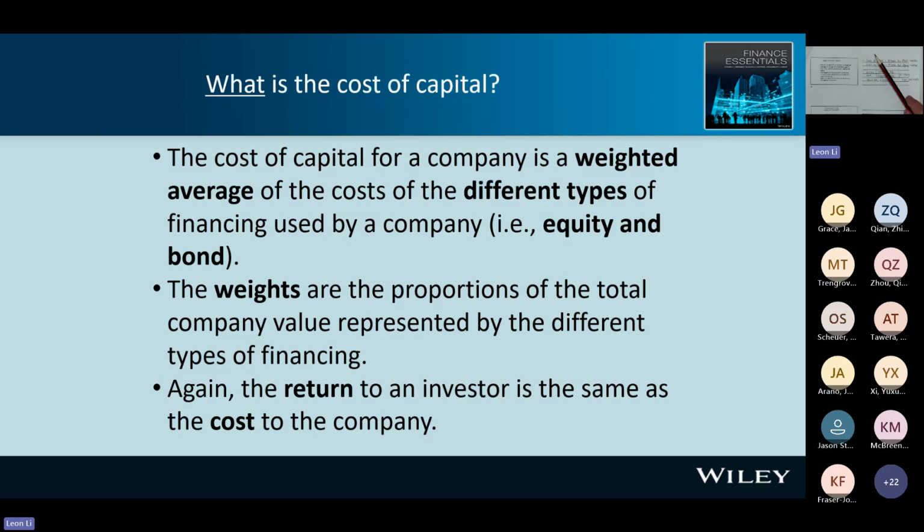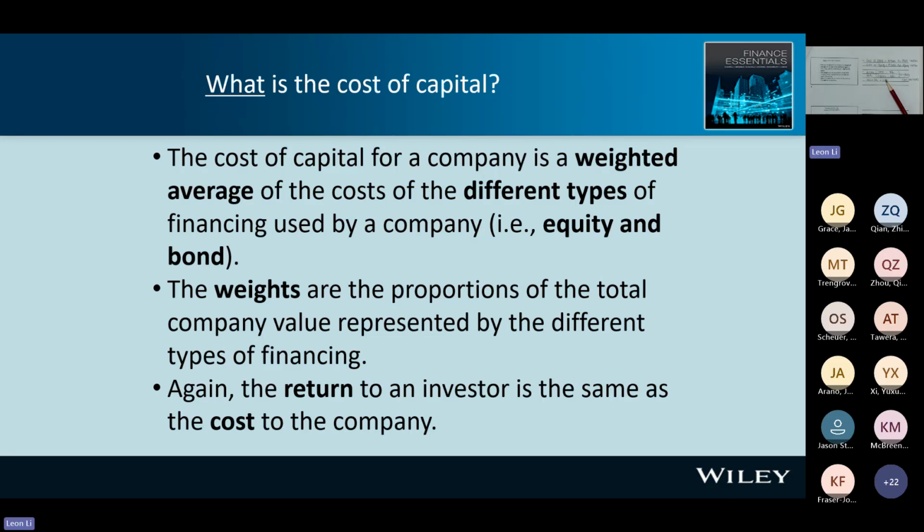And cost is return, right? Cost to the company is return to investor. So cost of debt is return to debt investor. Cost of equity is return to equity investor. So after we have the cost of each type of capital, then we need to know the weight. So consider the asset, the total capital, 100%. Then we have the weight on debt, weight on equity, adding up to 100%.